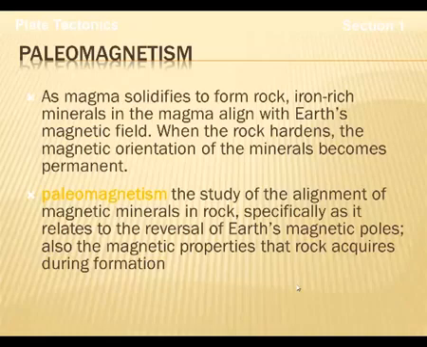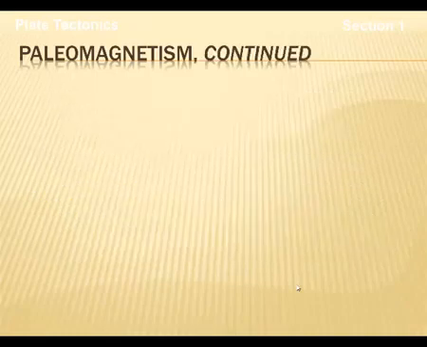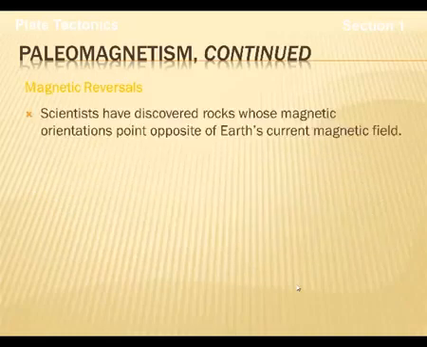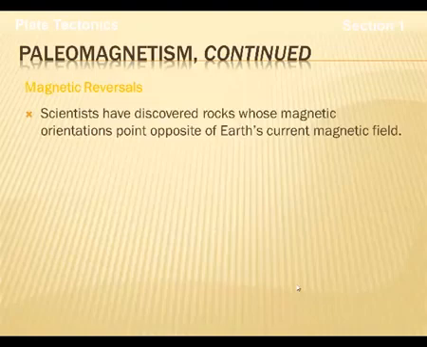But as scientists studied these rocks, they started to notice that there was actually a reversal in a lot of the rocks, and it ended up in kind of banded layers away from that mid-ocean ridge. Scientists call this magnetic reversals. So they've discovered that there are rocks that have magnetic orientations that point opposite of our current magnetic field. So instead of those iron-rich materials aligning to the North Pole, it seems that they align to the South Pole.